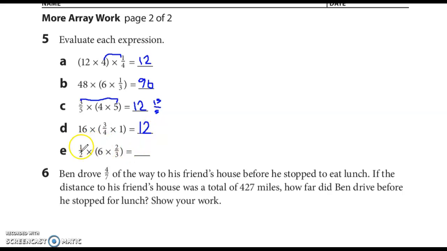And then the last one, 1/2 times 6 times 2/3. So I'm going to do 1/2 times 6, which is 3. And then 3 times 2/3 is 6/3, which is the same as 2.